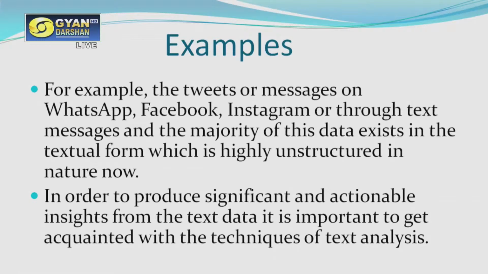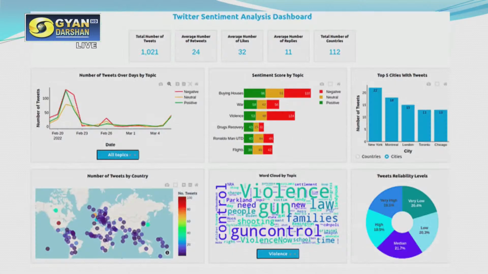For example, with tweets or messages on WhatsApp, Facebook, Instagram, and text messages, the majority of the data exists in textual form, which is highly unstructured and raw. In order to produce significant and actionable insights from text data, it is important to get acquainted with the techniques of text analysis, and the outcome of that text analysis, done by the machines, will be fruitful insights upon the subject that we are dealing with.